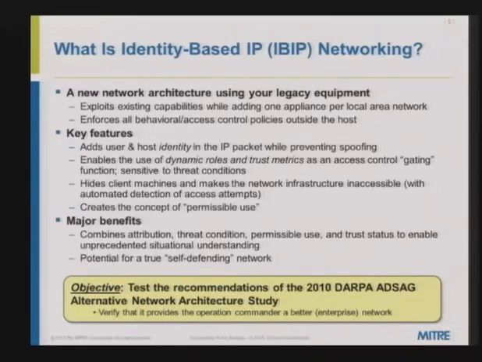We add dynamic role and trust metrics that are used as a gating function for access control. Policies can be changed on the fly to adapt to the change in threat conditions of the network. Both clients and network infrastructure are hidden, except for authorized users and hosts, and any attempt to access these will generate an alert. IBIP allows for the creation and enforcement of permissible use policies for network applications.